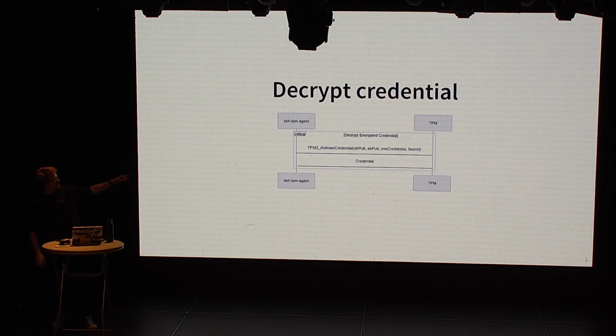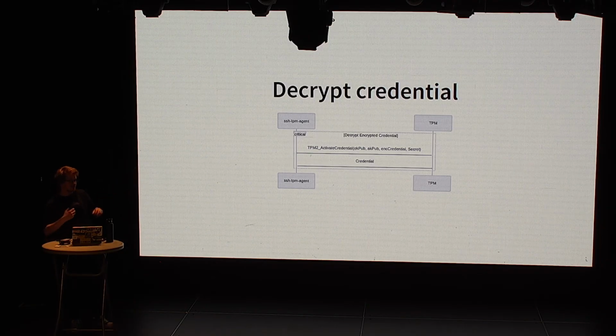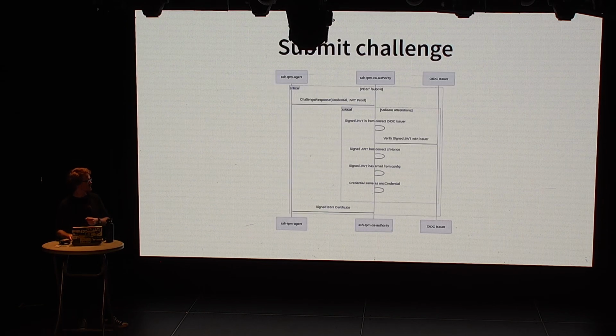The agent is going to chat with the TPM and get the credential decrypted, and because we use the public part of the endorsement key and the attestation key, this can only be decrypted if we also have the private part of the endorsement key. Back is going to be the credential, which is the random string we have to send back, which proves that the machine is authentic to the CA.